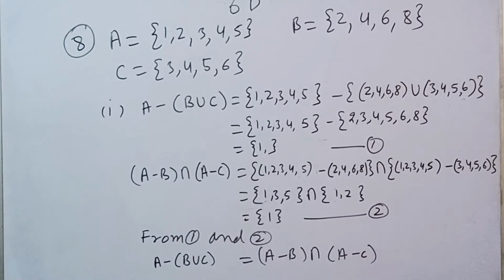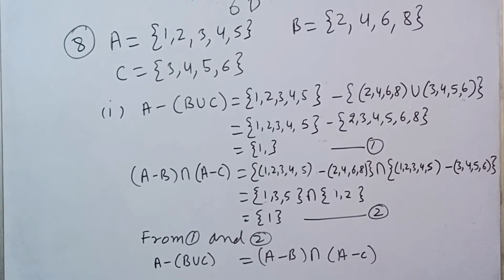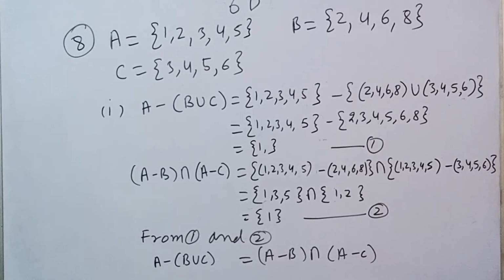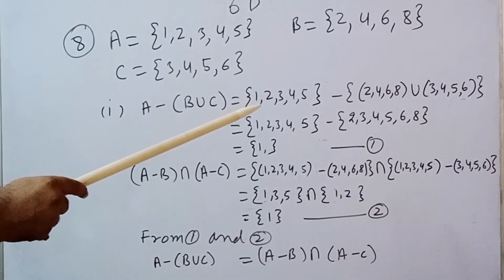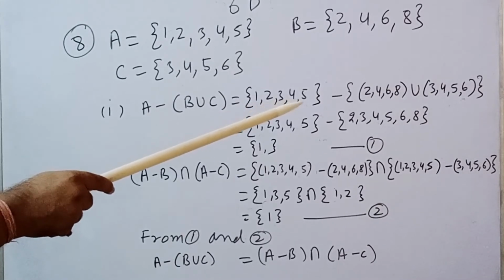Children, I am taking question number 8, in which given A equal to {1, 2, 3, 4, 5}, B equal to {2, 4, 6, 8}, and C equal to {3, 4, 5, 6}, and we have to show that A minus (B union C) equal to (A minus B) intersection (A minus C). So first we will find A minus (B union C), that is A = {1, 2, 3, 4, 5} minus B = {2, 4, 6, 8} union {3, 4, 5, 6}.